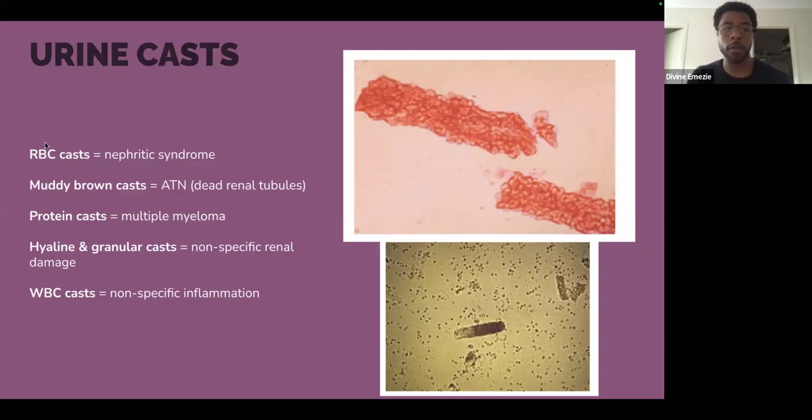I think it's kind of self-explanatory in some cases. Protein means there's protein in the urine. Red blood cells means there's blood in the urine. Why? Because of nephrotic syndrome. But thinking about some other causes that might be relevant: muddy brown casts make us think about acute tubular necrosis, protein casts, multiple myeloma, and hyaline and granular casts can be general signs of kidney damage. In a similar way, white cells tell you about general inflammation, potentially from infection, but maybe otherwise as well.